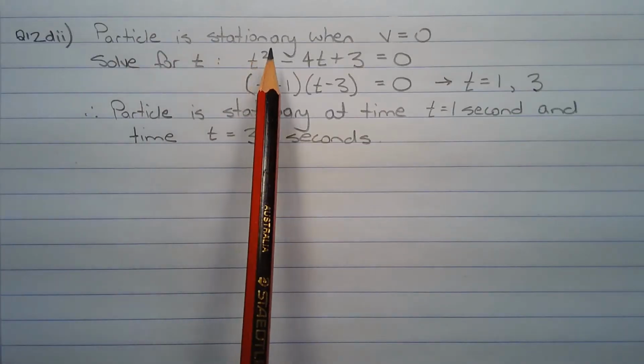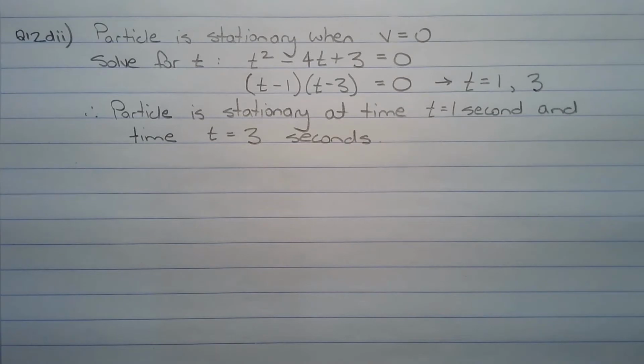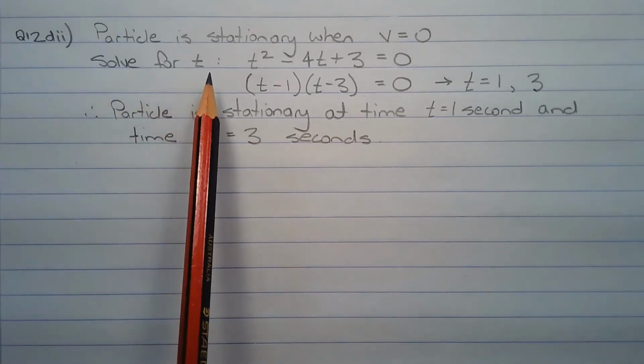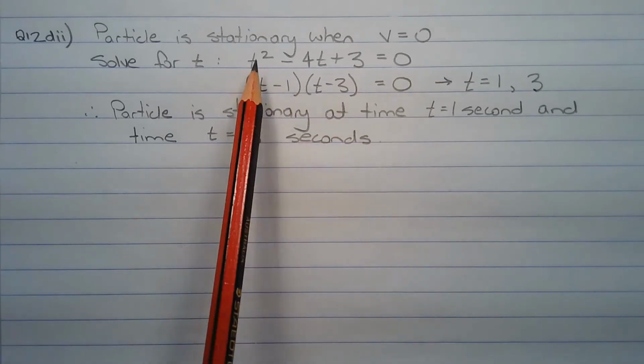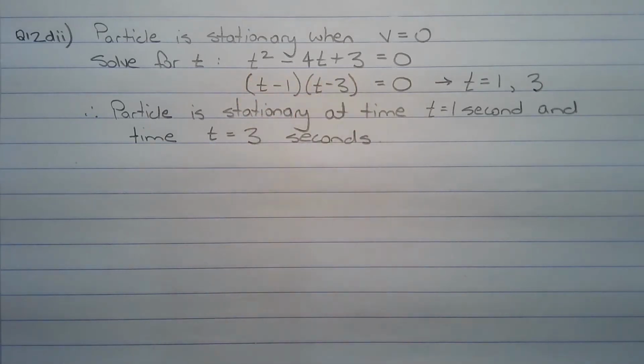The particle is stationary when velocity v equals 0. So we're going to solve for t the equation t squared minus 4t plus 3 equals 0. And t squared minus 4t plus 3 represents the equation for the velocity of the particle with respect to time. And that was from part 1.